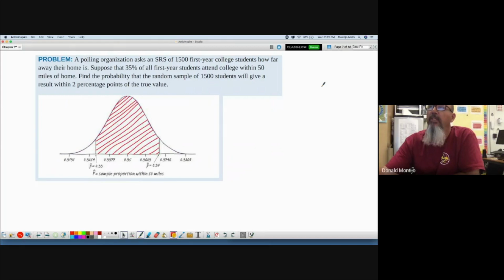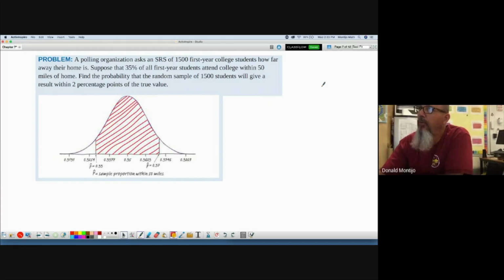A polling organization asked an SRS of 1,500 first-year college students how far away their home is. Suppose that 35% of all first-year students attend college within 50 miles of their home. Find the probability that the random sample of 1,500 students will give a result within 2 percentage points of the true value. So, what do we know here?